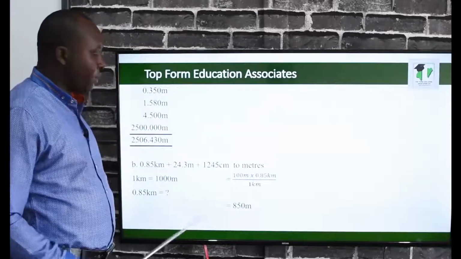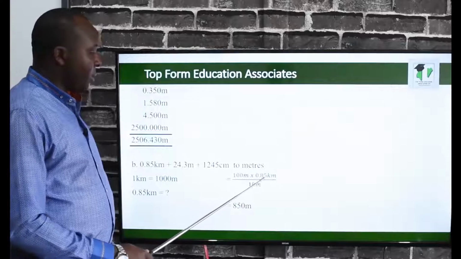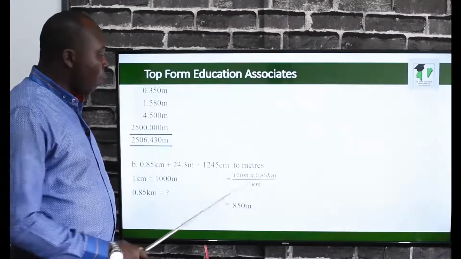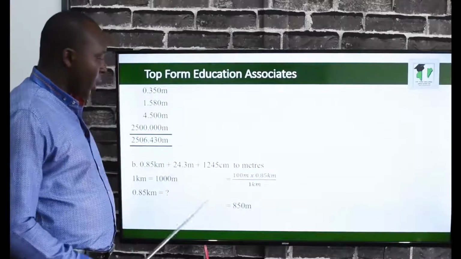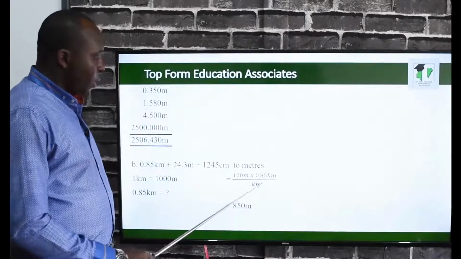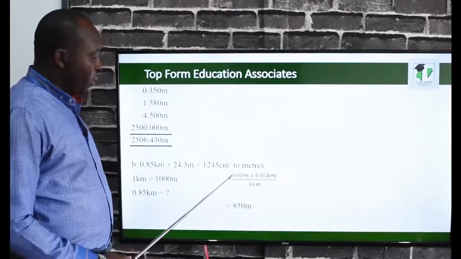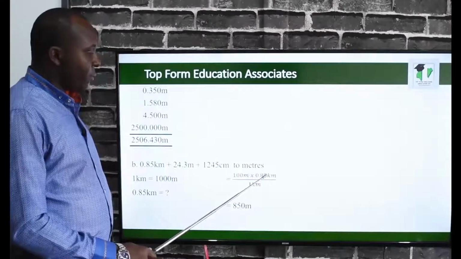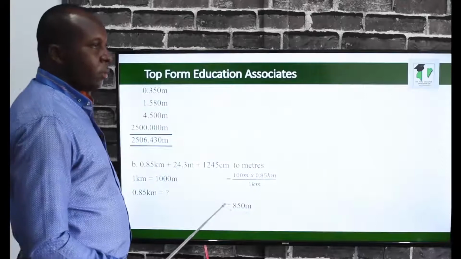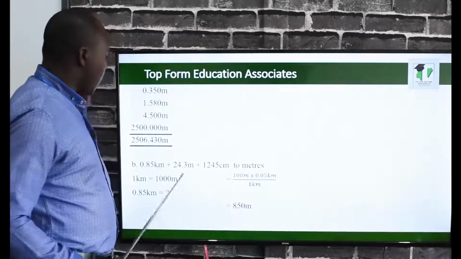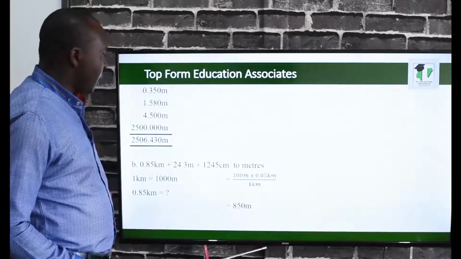We cross multiply and divide. 1,000 meter times 0.85 kilometer over 1 kilometer. We cross multiply like this and divide it. So kilometer cancel kilometers. 1,000 meter times 0.85 will give me 850 meters. 850 meters. So we are done with that one. So remain this centimeter also.